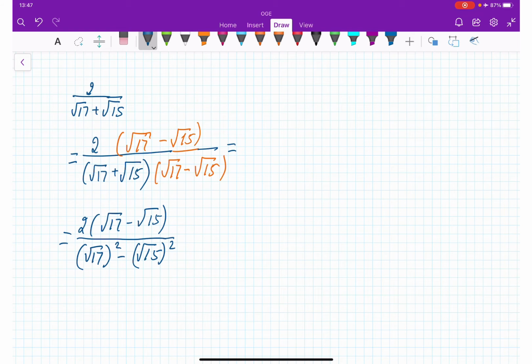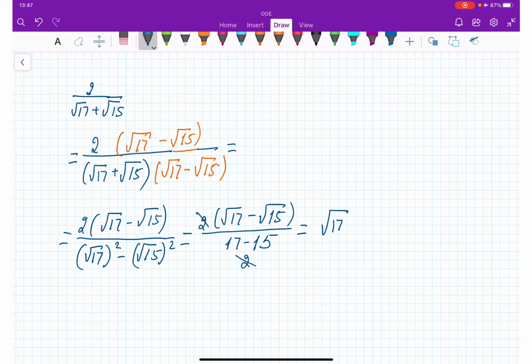Okay, so from here we are getting twice square root 17 minus square root 15, divided by 17 minus 15. And that is going to be equal, 17 minus 15 is 2, and I can cancel with these 2. And the result is square root 17 minus square root 15.